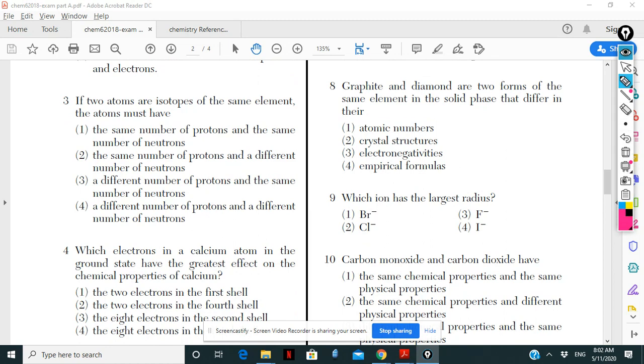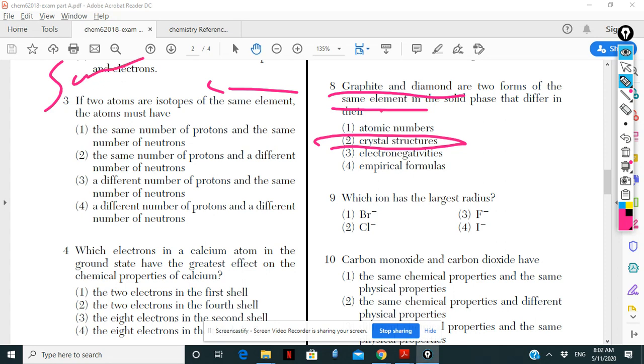Graphite and diamond are two forms of the same element in the solid phase that differ in their crystal structure. Because graphite and diamond are the same element, they have the same chemical properties. Same chemical properties mean the same empirical formula, the same electronegativity, the same atomic number. But they are going to differ in their physical properties, which is the crystal structure.